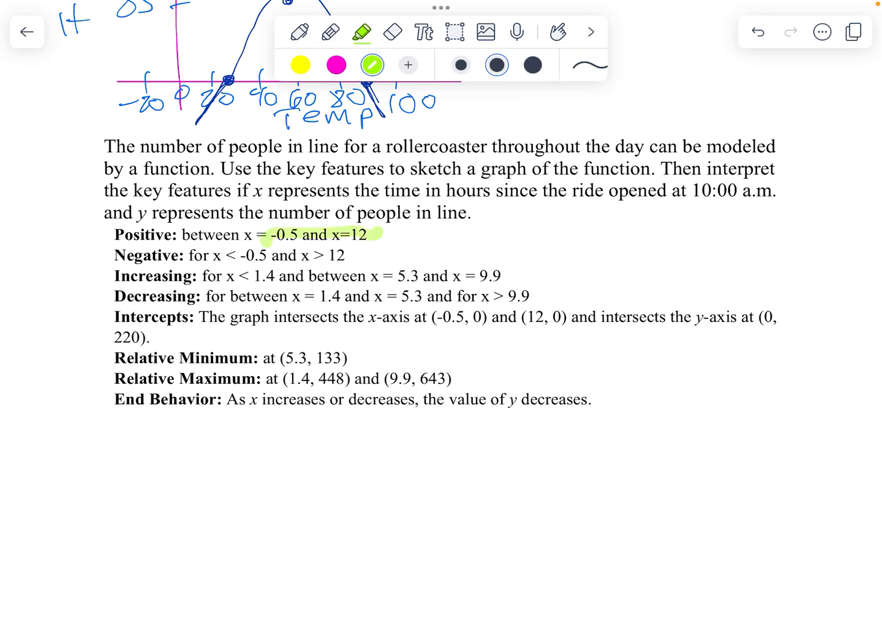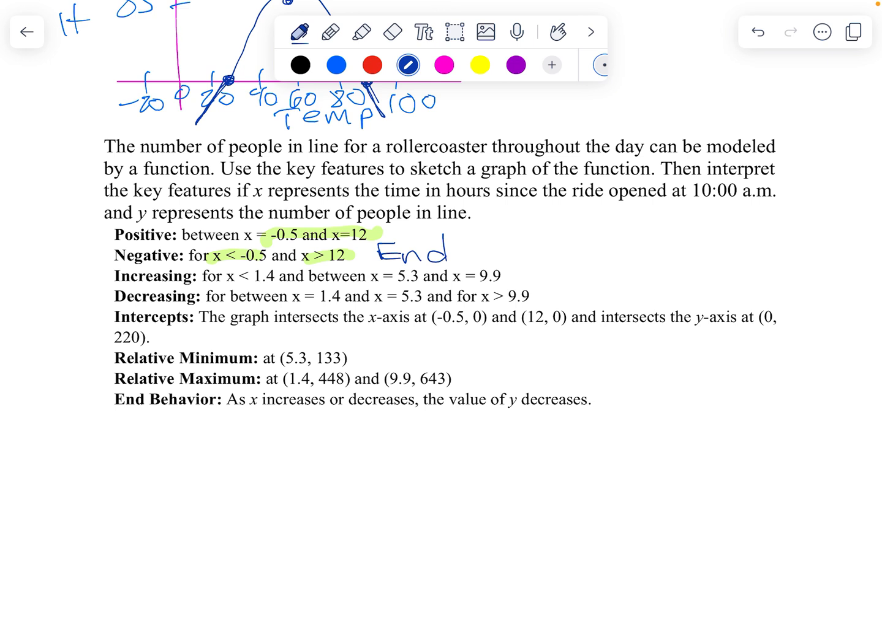And how can time be negative? Well, we're counting the time before the roller coaster opened. So a half hour, I'm guessing, is when people are lined up. It's negative for anything less than negative 0.5 or 12. But once again, can people be negative? No. So my graph is really going to end at this point. I don't have to continue my graph less than negative 1/2 or bigger than 12.